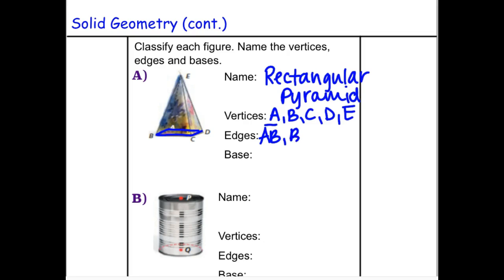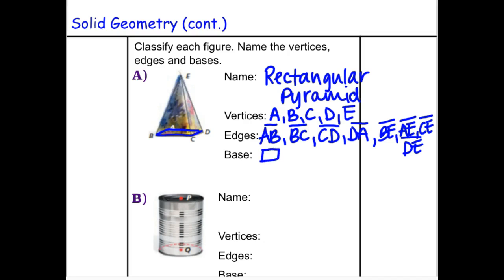We have from B to C. We have from C to D. We have from D to A. We also have the ones going vertically up to the common vertex. So we have BE, we have AE, we have CE, and we have DE. You count the edges, then you make sure you got them all. And then we have one base here, and I'm going to make the shape for a quadrilateral, so quadrilateral, or you could just write quad, and it's ABCD.